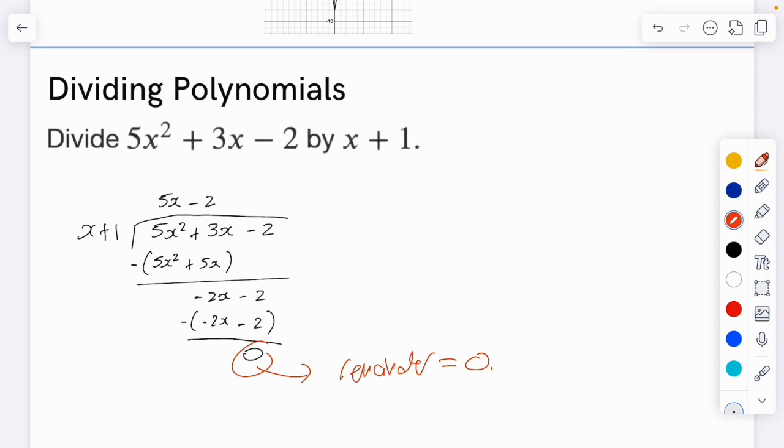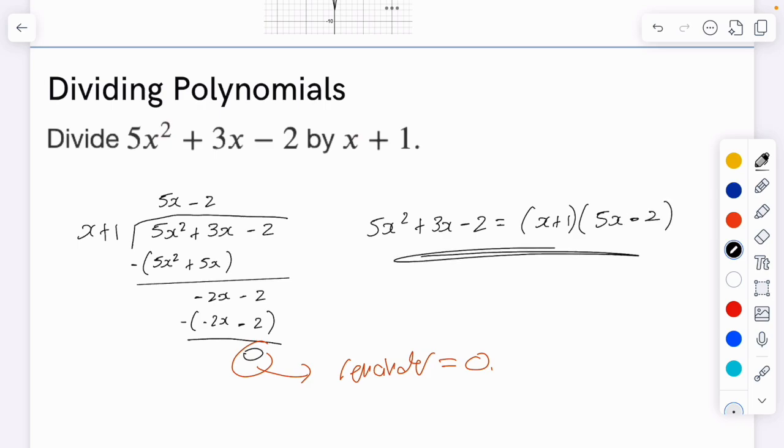But what we know now is that 5x squared plus 3x minus 2 is equal to x plus 1 times 5x minus 2. And that's what we set out to achieve here. So very simply, it's like long division, pretty much exactly the same. You find out how many times it goes in, then you multiply on the outside, and you just repeat.